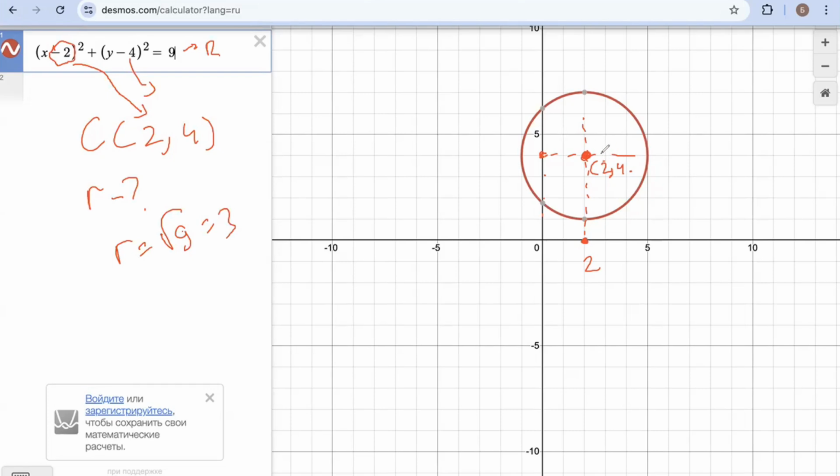And you can check it out. So basically from this point, this is 2 on x. If you go here, you will get to this point, and this point has coordinate 5 on x. Basically, the distance from 2 to 5 is 3, right? And the length of your radius is 3. So it is confirmed.